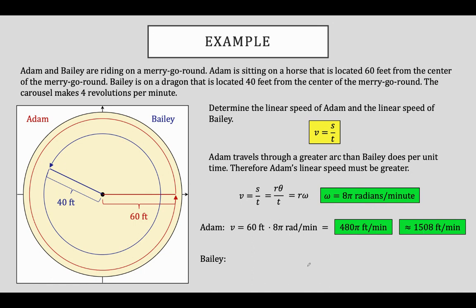And for Bailey, her linear speed, v is equal to r times omega again. Her radius is 40 feet times 8 pi radians per minute, her angular speed. That gives us 320 pi feet per minute, which is approximately 1,005 feet per minute. Right? There you have your relationship between linear and angular speed.